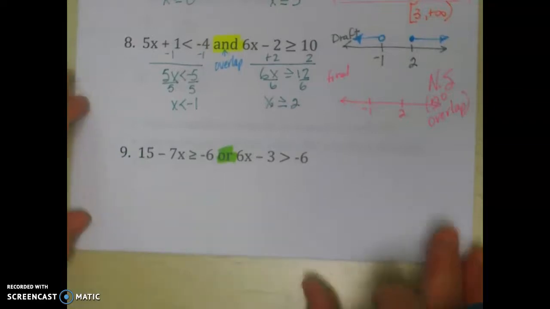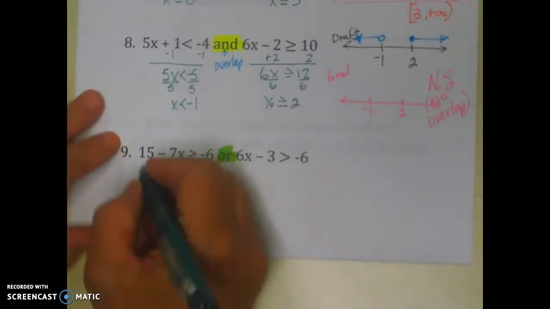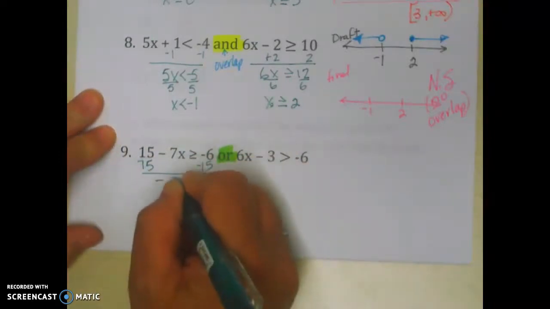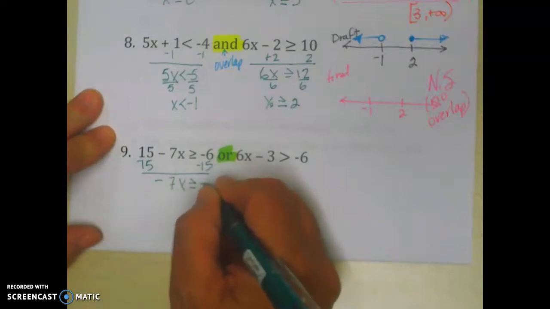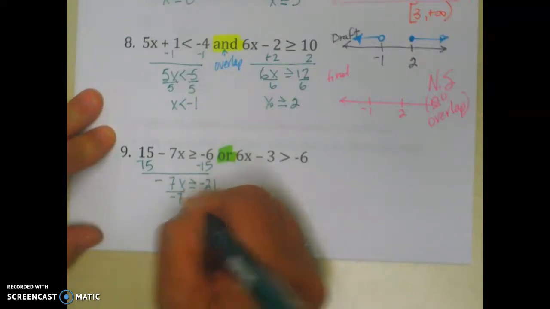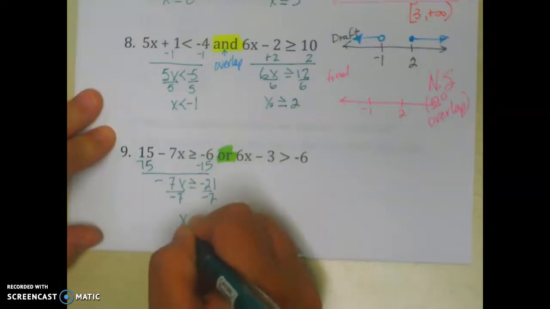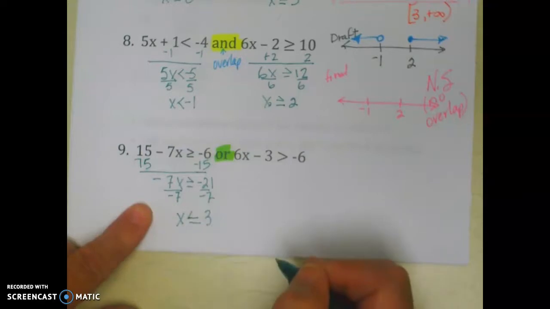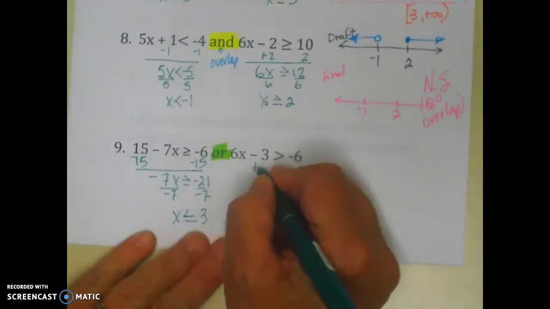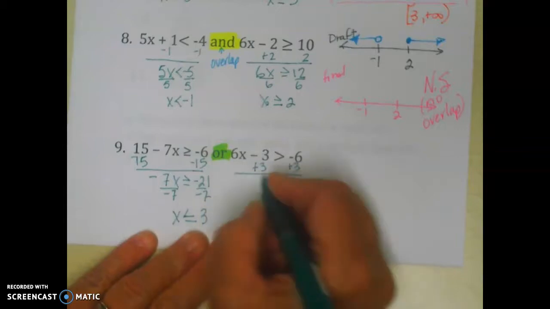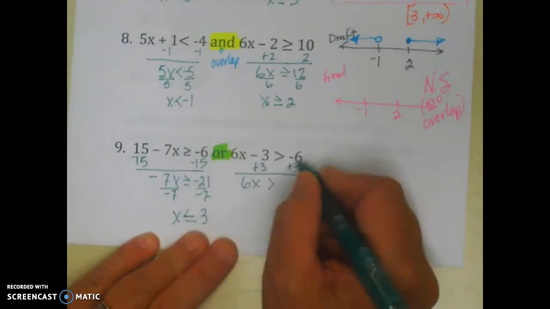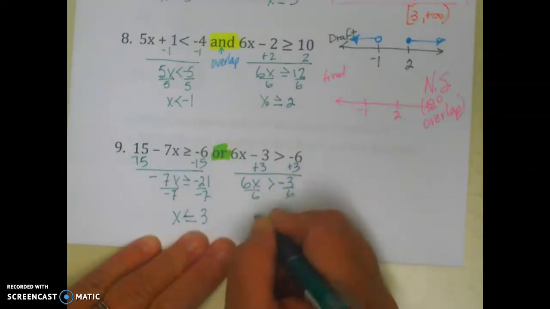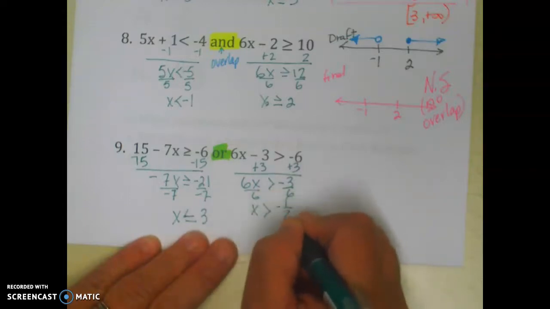Okay, last one. We're going to get the x by itself, so I'm subtracting 15 from both sides. So it's negative 7x is greater than or equal to negative 21. Divide by negative 7. I divided by a negative number, so I'm flipping my inequality. x is less than or equal to 3. And on this one, I'm going to add 3 to both sides. 6x is greater than negative 6 plus 3, which is negative 3. Divide by 6. And x is greater than negative 1/2.